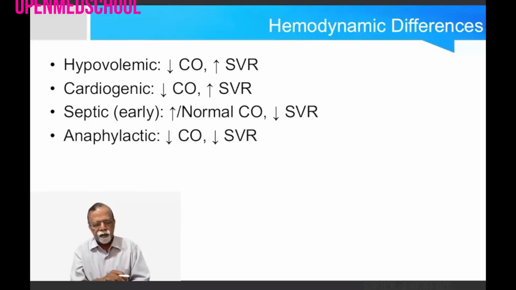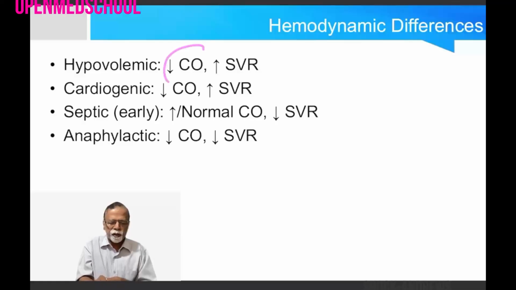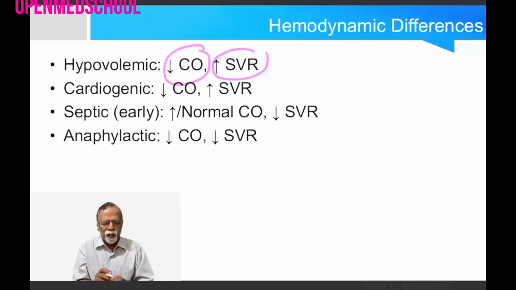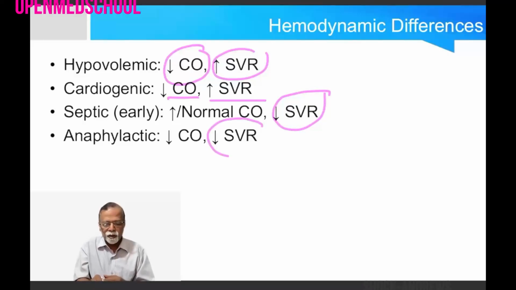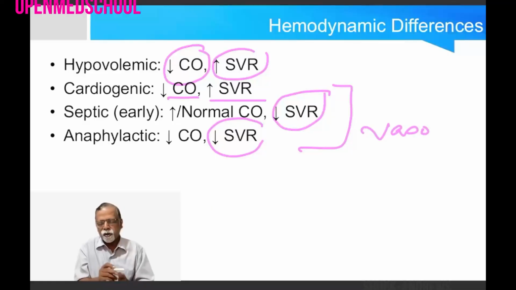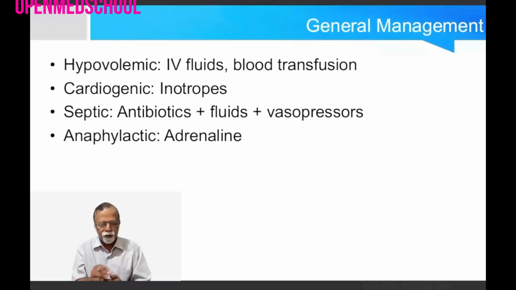Then the hemodynamic differences: in hypovolemic shock, as mentioned, the cardiac output decreases. The body will try to increase the peripheral vascular resistance. It's not very important for you. In cardiogenic shock, again the same thing: the cardiac output decreases, and as a compensatory mechanism, vascular resistance increases. In septic shock, the vascular resistance is decreased. In anaphylactic shock, again the vascular resistance is decreased, because in both of these vasodilatation is occurring. Vasodilatation, or it is a distributive shock.